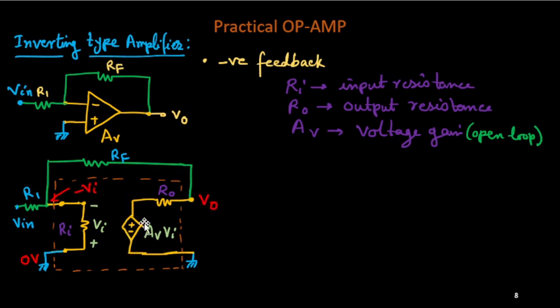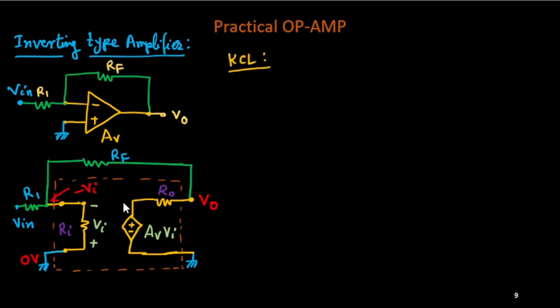Remember, this voltage is AV times Vi. Now we need to find the gain V0 upon Vin. This is the objective. Now how to find this? To find this ratio, I will take KCL at this point first, and later I will take KCL again at the other node. So first I will consider this node.